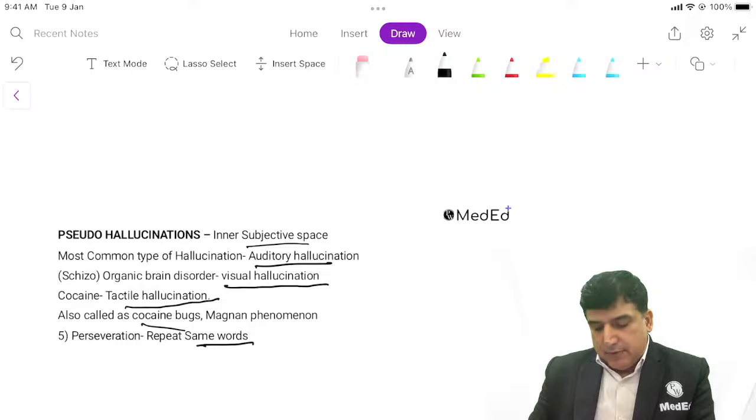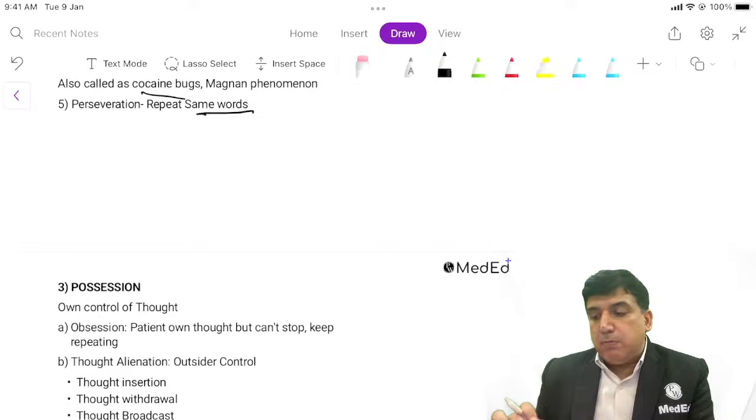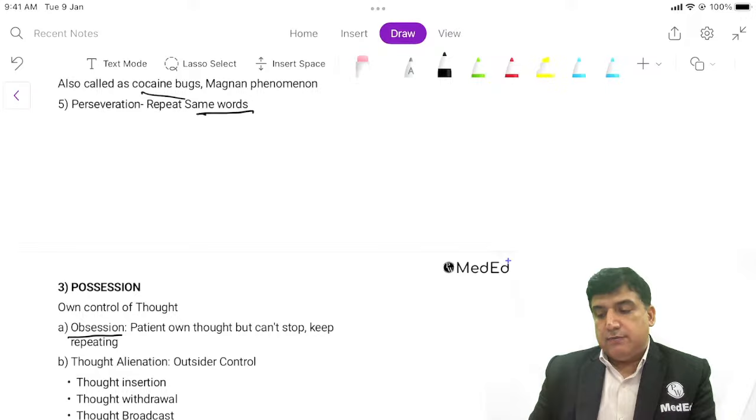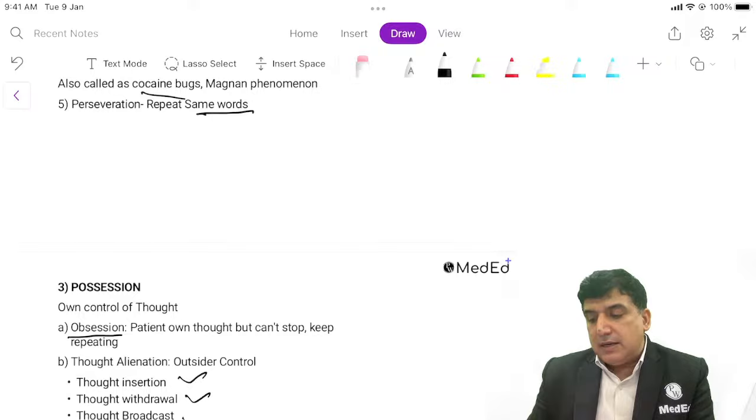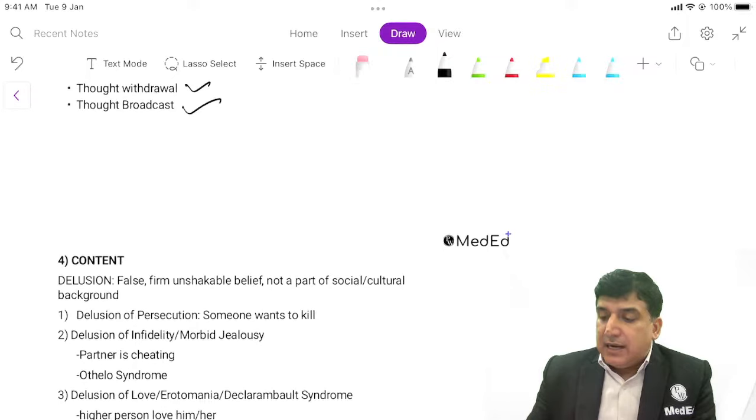In mental status examination, another heading is what? Possession. Obsession comes under disorder of possession, that you have to remember. Many times they ask, so obsession comes under possession, and thought insertion, thought withdrawal and thought broadcast also come under possession. Under thought content of mental status examination, what do we have? Delusion.